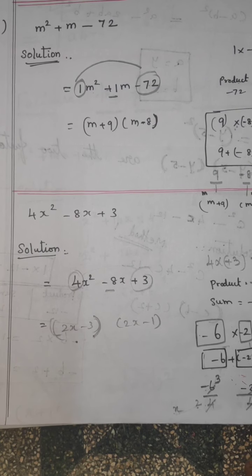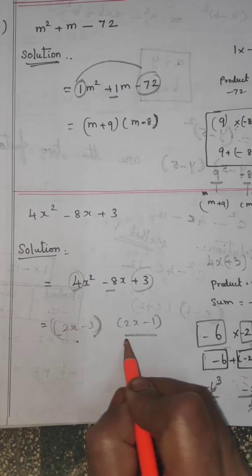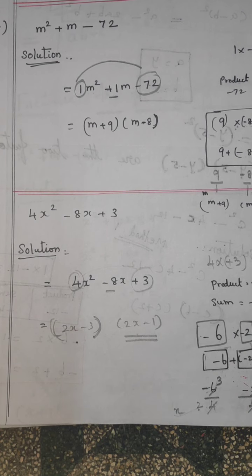Next here x. 2 into x equal to x. Here minus into 1 equal to minus 1. Another factor is 2x minus 1.